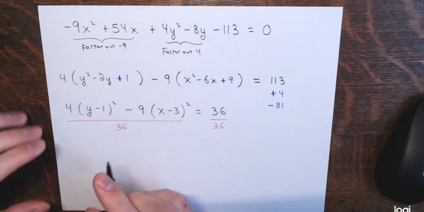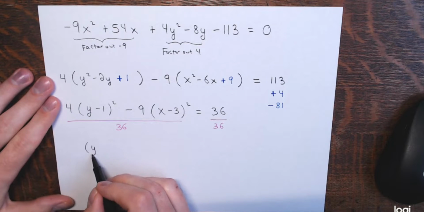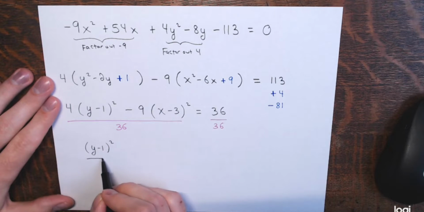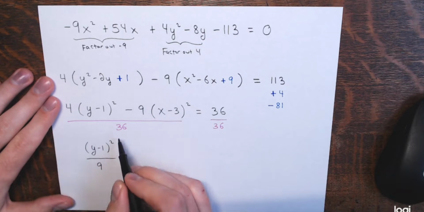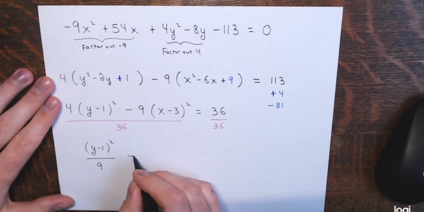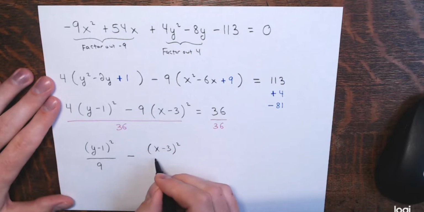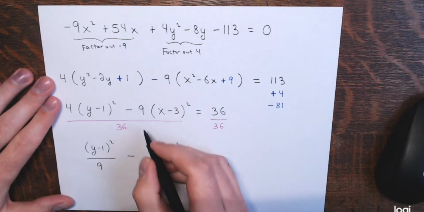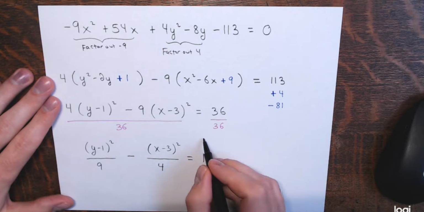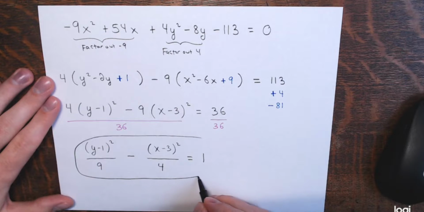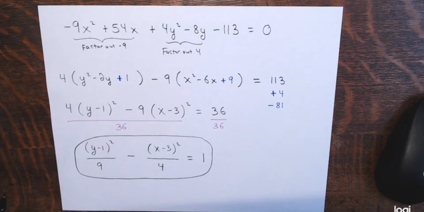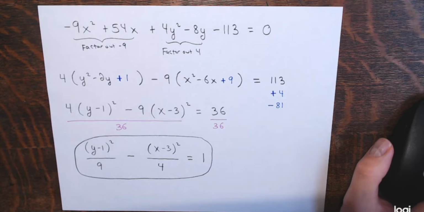So now the left side we have y minus 1 squared divided by 9. Right, 4 goes into 36 9 times. Minus, and then the quantity x minus 3 squared divided by 4. Right, 9 goes into 36 4 times, equals 1, and here you have it. There's the equation of this hyperbola. I think I said ellipse earlier, I apologize. There's the equation of this hyperbola in standard form. y minus 1 squared over 9 minus x minus 3 squared over 4 equals 1.